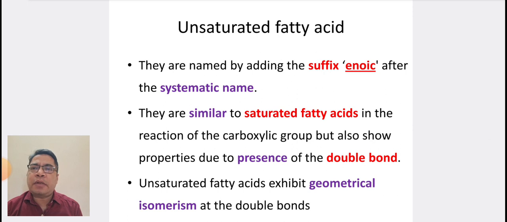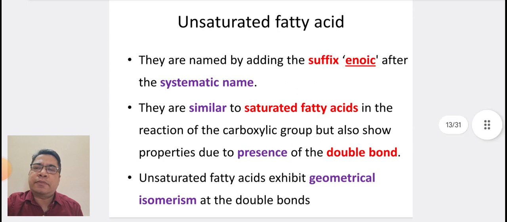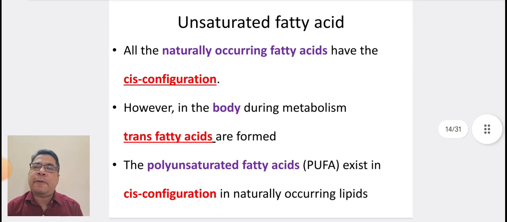They are named by adding the suffix -enoic after the systematic name, regarding unsaturated fatty acids. They are similar to saturated fatty acids in the reaction of the carboxylic group, but also show properties due to the presence of the double bond. Unsaturated fatty acids exhibit geometrical isomerism at the double bonds. All the naturally occurring fatty acids have the cis configuration.